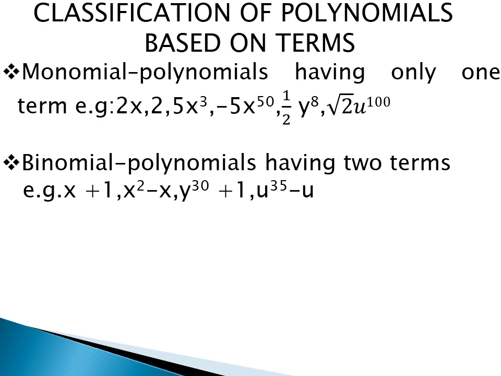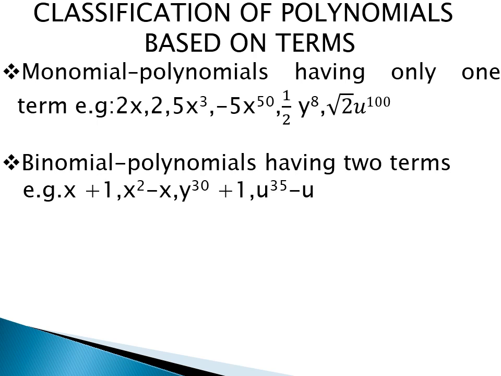y raised to 30 plus 1. What is y raised to 30? That is the first term and 1 is the second term. So we are having two terms here. So it is also called a binomial. The last example, u raised to 35 minus u. In terms of u it is. So first term is u raised to 35. The second term is u. So it is an example for binomials.